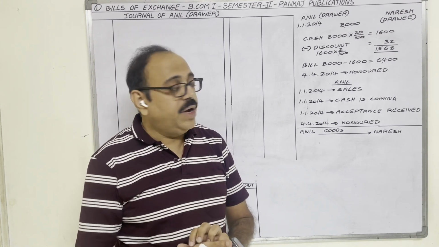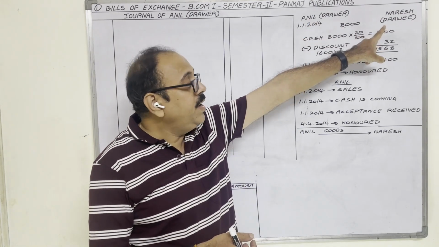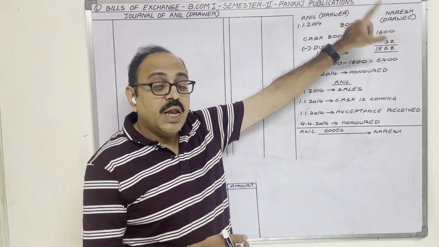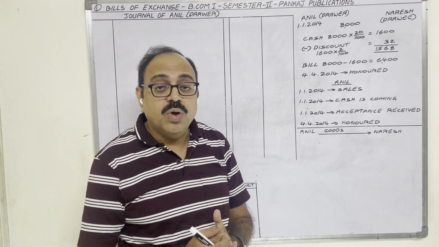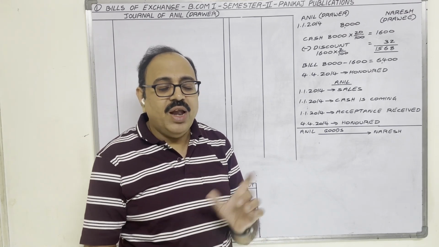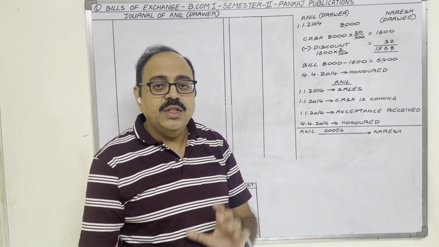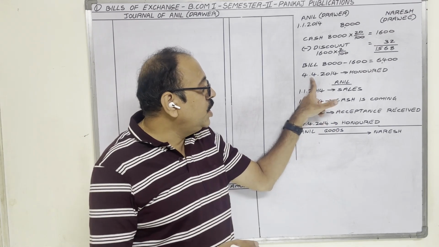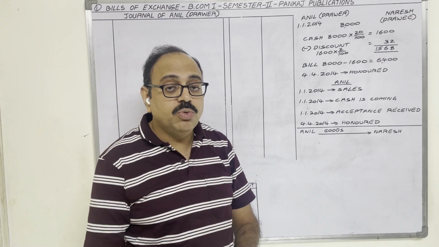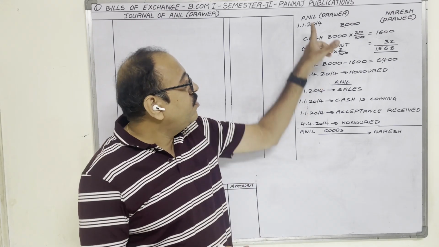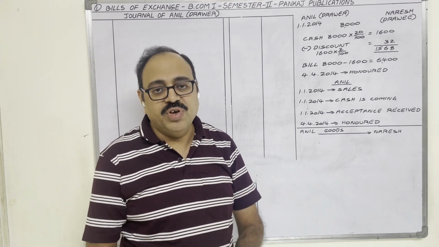So on the due date, Anil, the drawer, went to Naresh, the drawee. And Naresh may pay the money, or Naresh may fail to pay the money. If Naresh pays the money, that is known as honor of the bill. If Naresh fails to pay the money, that is called dishonor of the bill. And this question clearly gives that on the due date the bill is honored. So for these transactions, we are asked to prepare journals of Anil and Naresh. This is the question. Let us see the solution for this.